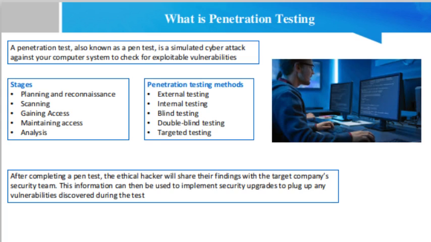What happens in the aftermath of a pen test? Friend, after completing a pen test, the ethical hacker will share their findings with the target company's security team. This information can then be used to implement security upgrades to plug up any vulnerabilities discovered during the test. These upgrades can include rate limiting, new WAF rules, and DDoS mitigation, as well as tighter form validations and sanitization.